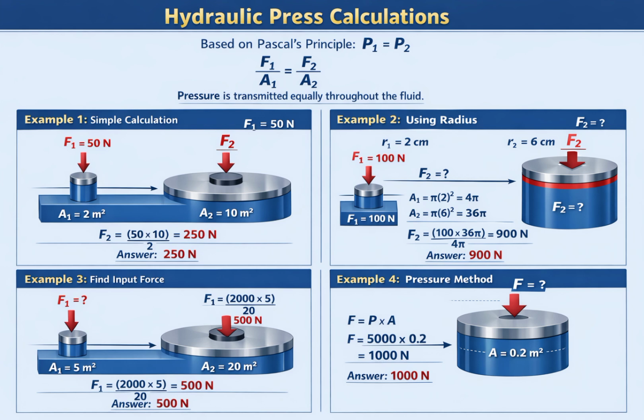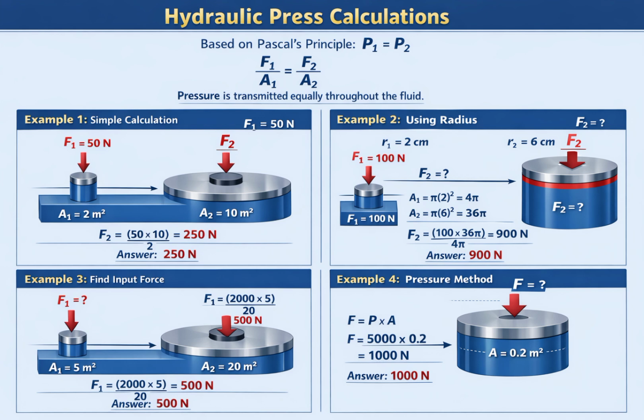They are due to the application of what? The downward force. So we have 50 Newton as the downward force at an area of 2 meters square, and F2 is unknown. We have to calculate force 2 at an area of 10 meters square. So we make F2 the subject of the formula. We now have 50 times 10 over 2, that is 250. So that is the answer. The force acting upward will be what? 250 Newton.